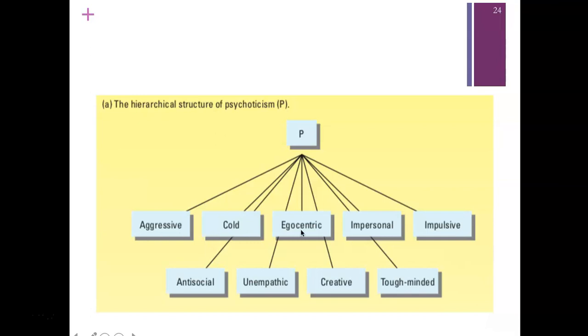aggression, coldness, egocentrism, being impersonal, or being impulsive. Third-level traits can be antisocial, unempathetic, creative, tough-minded, and then on the fourth level would be actual specific behavior. So an antisocial behavior: robbing a store, lighting a building on fire, arson, murder, bank robbery, you name it, right? Tons of potential fourth-level types of acts in there.